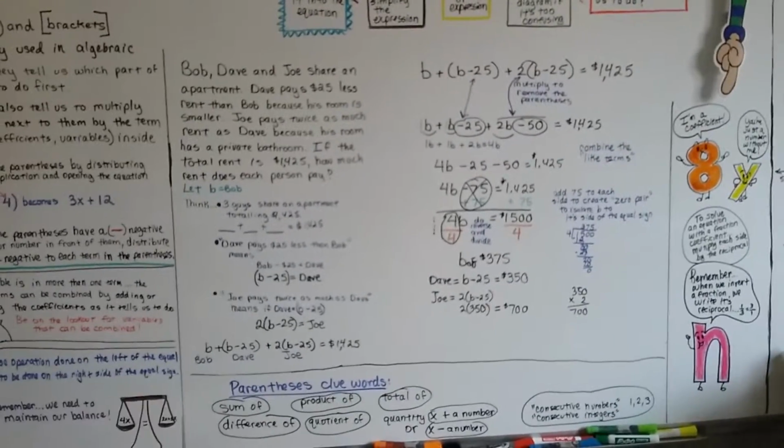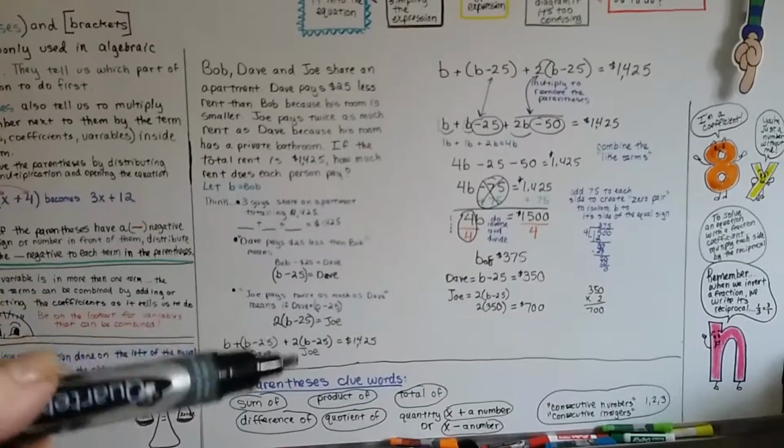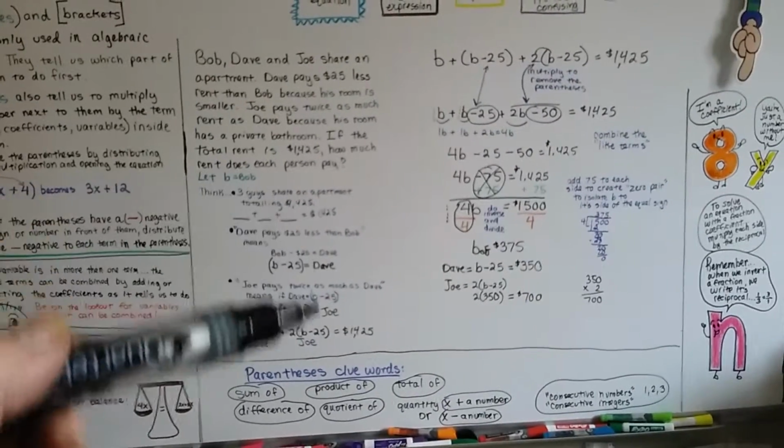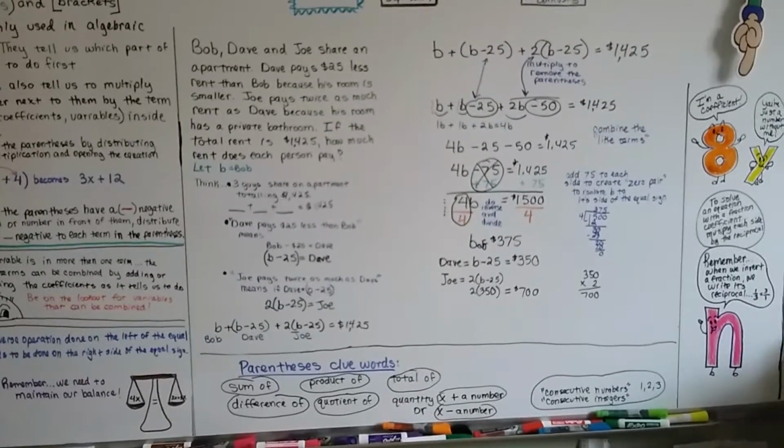All right, so that's how we distributed the numbers through multiplication, all right, and opened them up. You saw how we wrote it. You saw how we assigned each term inside of parentheses to each person that was paying rent, okay?